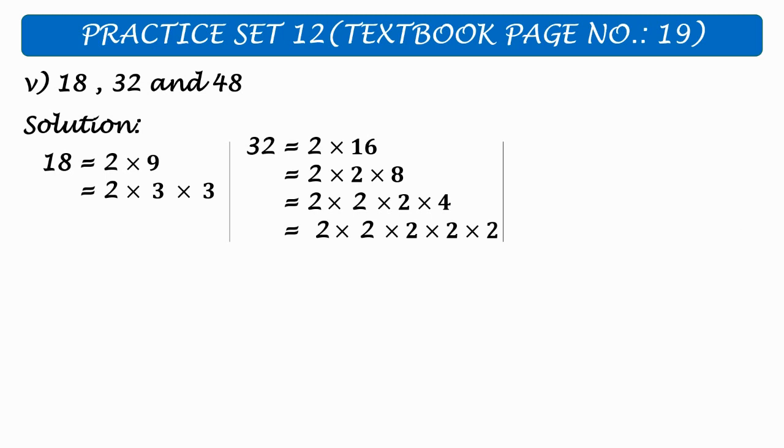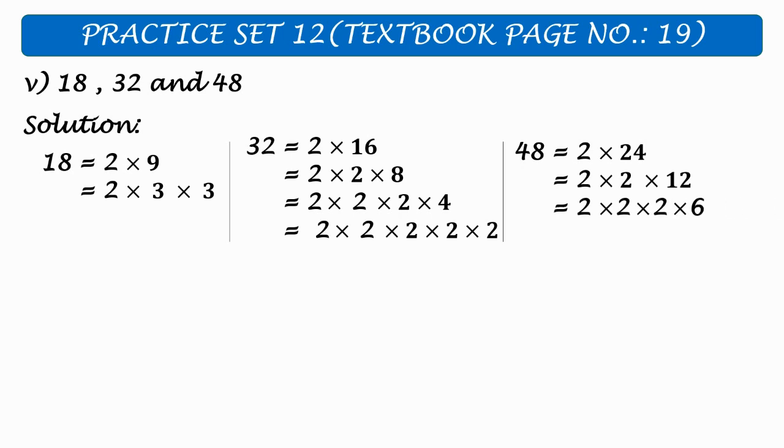Now for 48, we know that 2 multiplied by 24 is 48. Now further we have to factorize 24. So we know that 2 multiplied by 12 is 24. So we can write the prime factors as 2 multiplied by 2 multiplied by 12. Now 12 is not a prime number, so further we have to factorize 12. We know that 2 multiplied by 6 is 12. So we can write it as 2 multiplied by 2 multiplied by 2 multiplied by 6. Now again we have to factorize 6. We know that 2 and 3 are the factors of 6. So we can write the prime factors in the product form of 48 as 2 multiplied by 2 multiplied by 2 multiplied by 2 multiplied by 3.